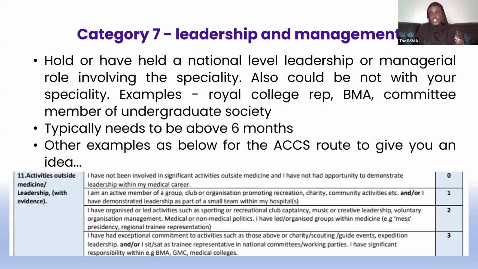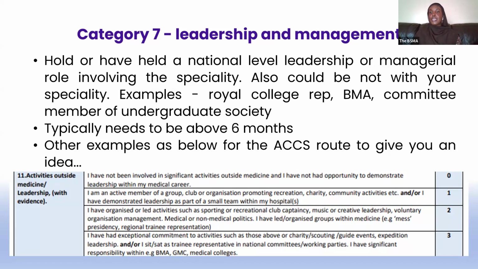Category 7 is all about leadership and management. Again, when you get emails saying, oh, we want a year group representative, or this society wants a representative for surgery, and people just feel like it's a bit of extra work, it gives you points, essentially. So I'm giving you examples of certain specialities: for instance, if you hold or have held a national level leadership or managerial role involving this speciality, you will get the maximum points. I think radiology was given like 8 points for that, which I thought was hilarious because who has national level leadership? But then there's other things.